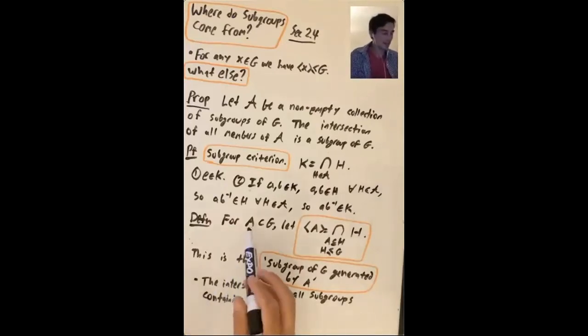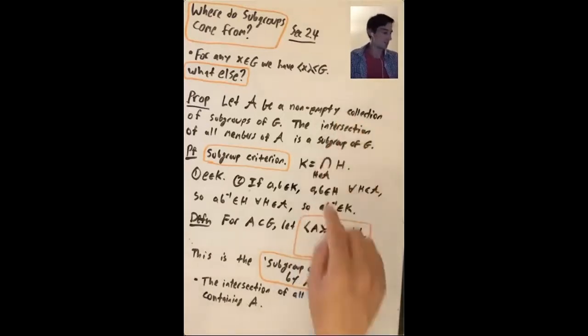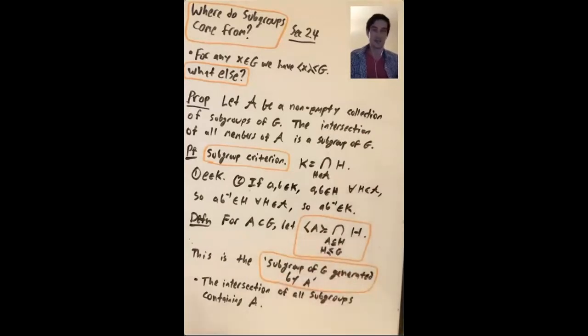So this gets a name now. If you take any subset A of G, it could be a subgroup, it doesn't have to be, it could be anything, we're going to use this angle bracket notation to denote the intersection of all of the subgroups that contain the set A. This intersection is itself a subgroup, so it gets a name. It's called the subgroup of G generated by A.